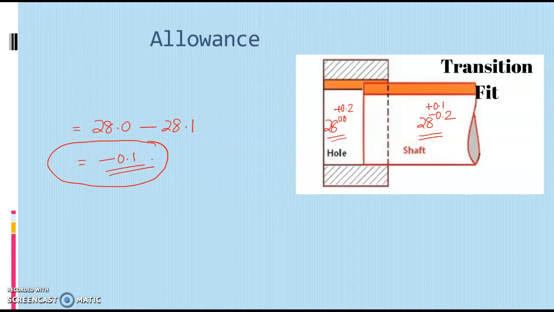That is, this allowance actually leads to interference, and it can be shown in this picture because this is the minimum size and this is the maximum size. This is the maximum size of the shaft and this is the minimum size of the hole. So this distance is actually representing the allowance.